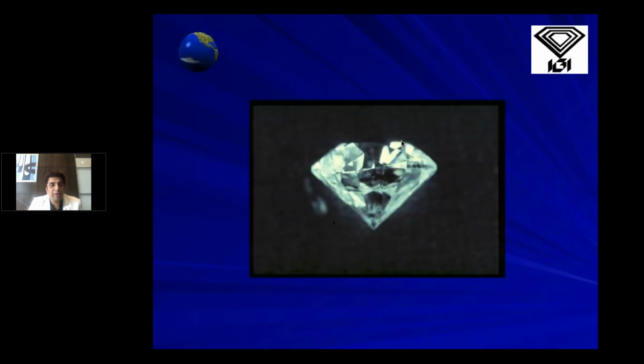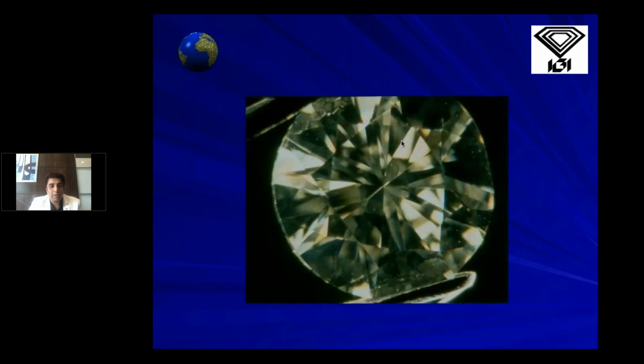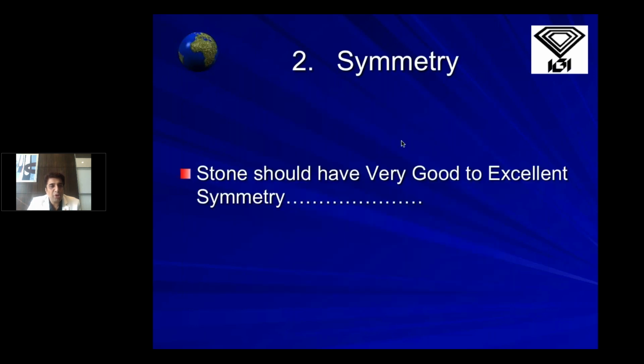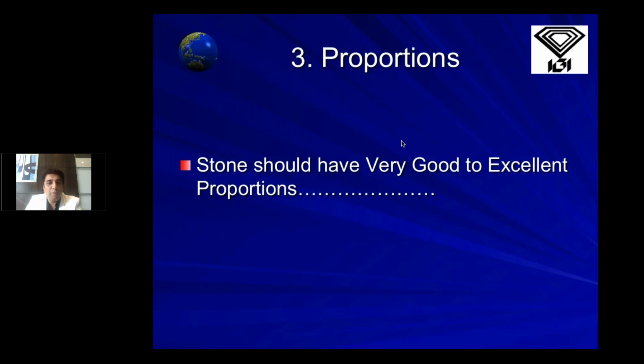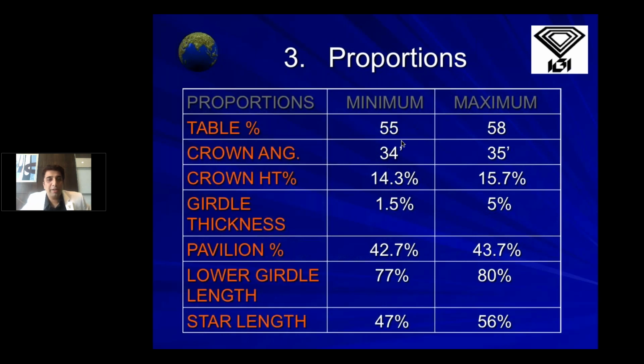Just showing you some symmetry problems that we see in generic stones, which are good, very good makes out of round stone like this, not eligible for hearts and arrows, right? Like it says, the stone should be very good to excellent symmetry. Proportions also very good to excellent proportions. And we've given you a guideline chart. This chart should help you cut round brilliant cuts to achieve the hearts and arrows effect.